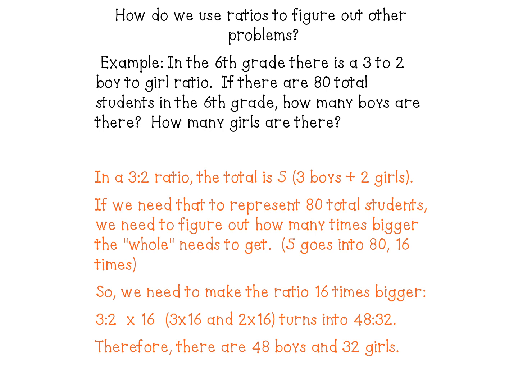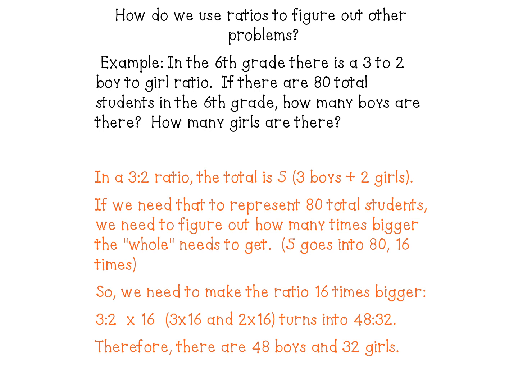So the question says, in the 6th grade, there's a 3-to-2 boy-to-girl ratio. If there are 80 total students in the 6th grade, how many boys are there and how many girls are there? Anyways, so the first thing we need to look at is in this 3-to-2 ratio, what is the total if there are 3 boys and 2 girls? 5. There are 5 total. There are 5 total students, right?